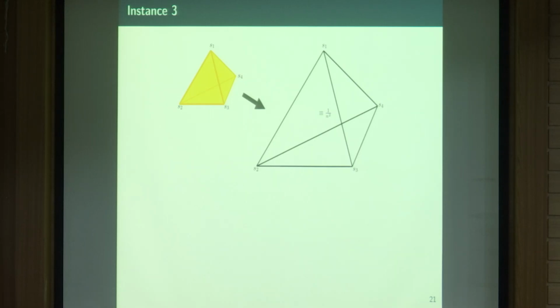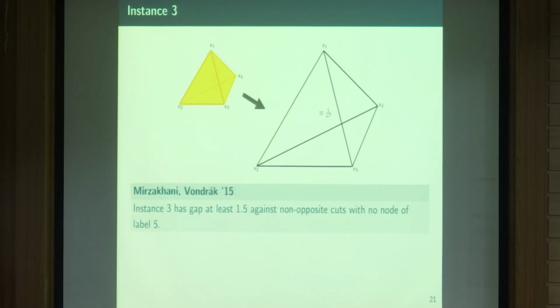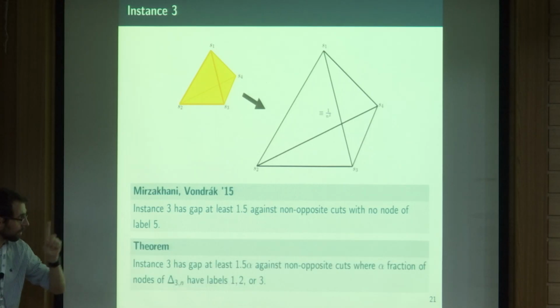The third instance is the single three-dimensional instance. It's again very simple. For every edge of this huge simplex, we write a uniform value. And it follows from an earlier result by Mirzakhani and Vondrak that this has large gap against non-opposite cuts with no node of label 5. So if you are not using this fifth label that I was mentioning, this already has large gap. But it turns out that even if you have this fifth color used in the coloring, you can still say a similar statement.